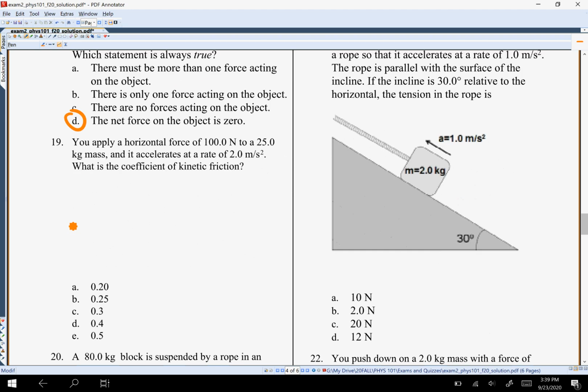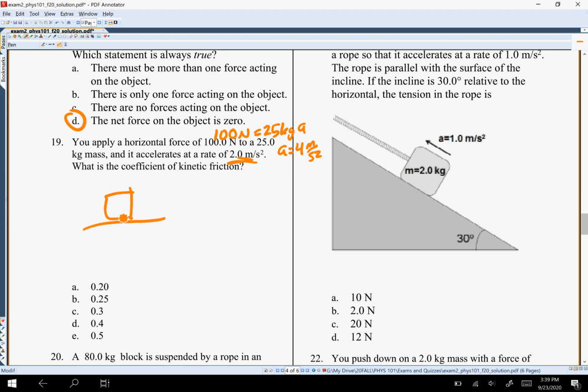You apply a horizontal force of 100 newtons to a 25 kilogram mass and it accelerates at a rate of 2 meters per second squared. What is the coefficient of kinetic friction? Look, if I were to apply 100 newtons to a 25 kilogram object, I would get an acceleration equal to 4 meters per second squared. But I don't. I get an acceleration of 2. That means something else is going on here.